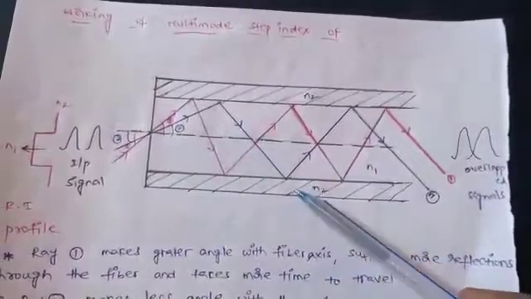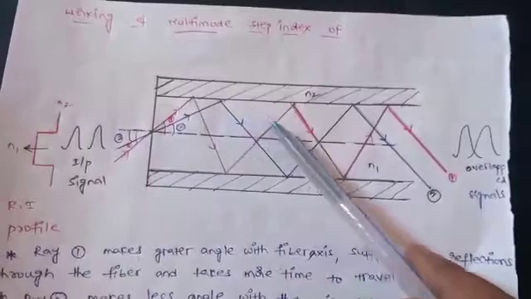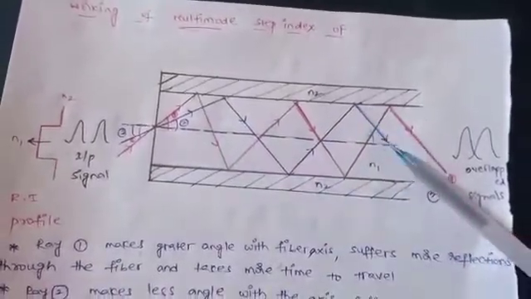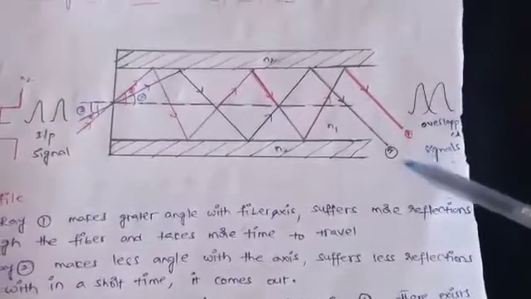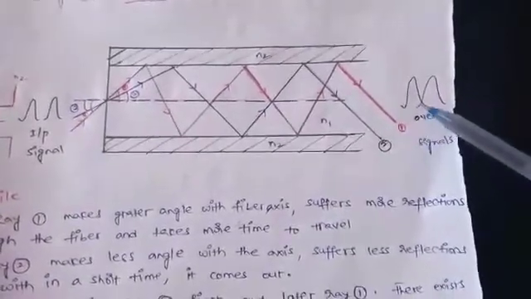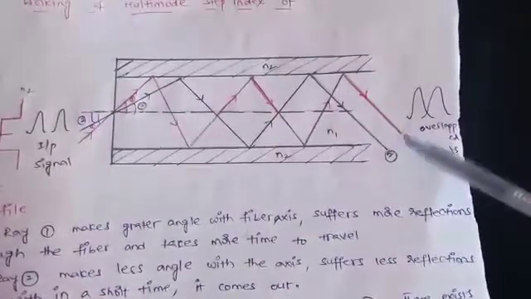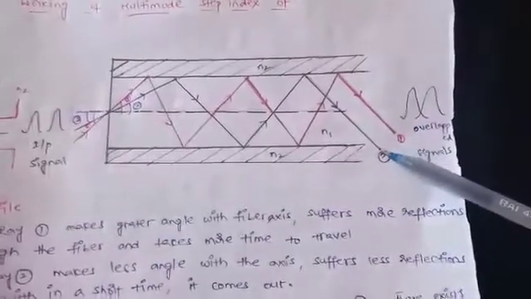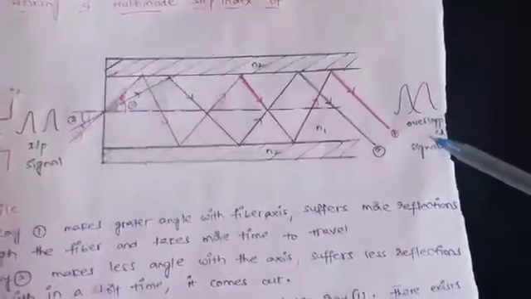Ray 2 suffers less number of reflections. That means it travels little distance and it takes short time. So that's why it comes fast. So both rays are not coming at a time. That means overlapping of signals takes place because there exists path difference between the two signals. There is a difference in path between ray 1 and ray 2. So due to the path difference, overlapping of signals takes place.